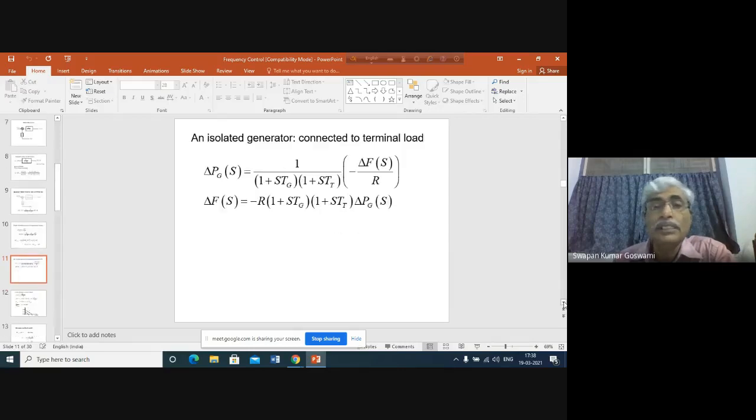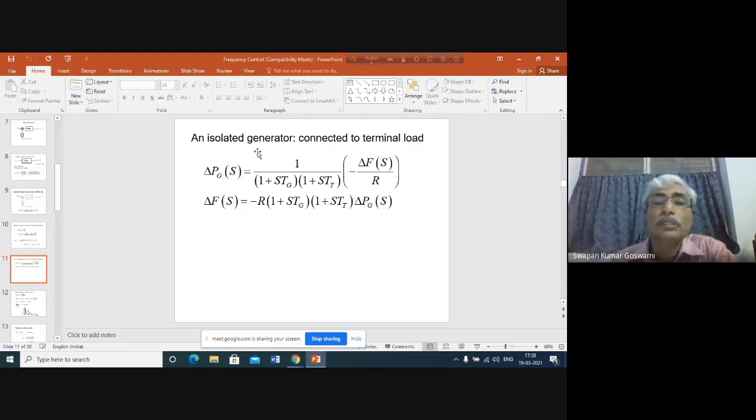What is that other extreme operation? Let us assume that now the generator is not connected to the power system, rather it is connected to an isolated load. The generator is isolated, it is supplying a load only. It is connected to a terminal load, and that load is a resistive load. That means it is not frequency sensitive. This is our assumption. The load is such that it is not frequency sensitive, so it is a resistive load.